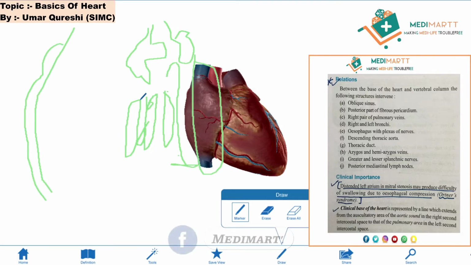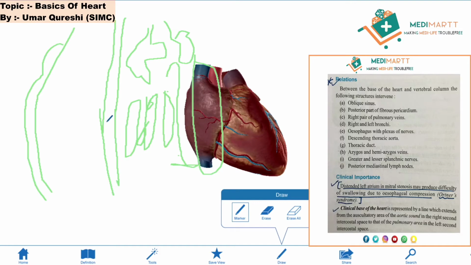Then the esophagus with plexus of nerves. As we all know, the esophagus is present over here. Now what is a plexus of nerves? Plexus means, you can understand it as a bunching of nerves. Right now just understand that, a bunching of nerves. So the esophagus with plexus of nerves.